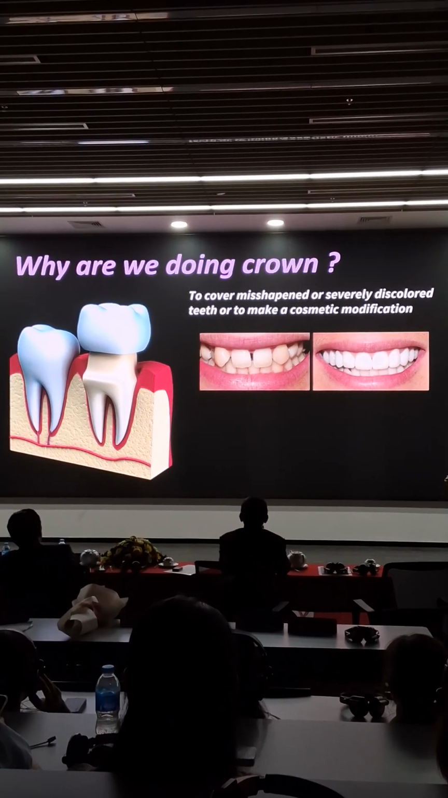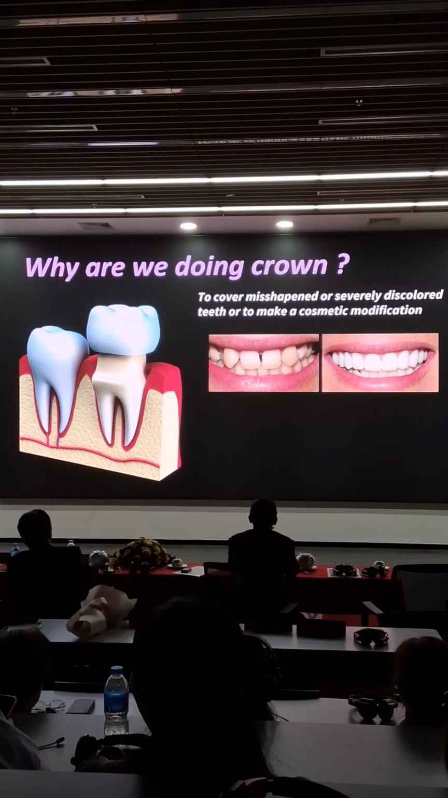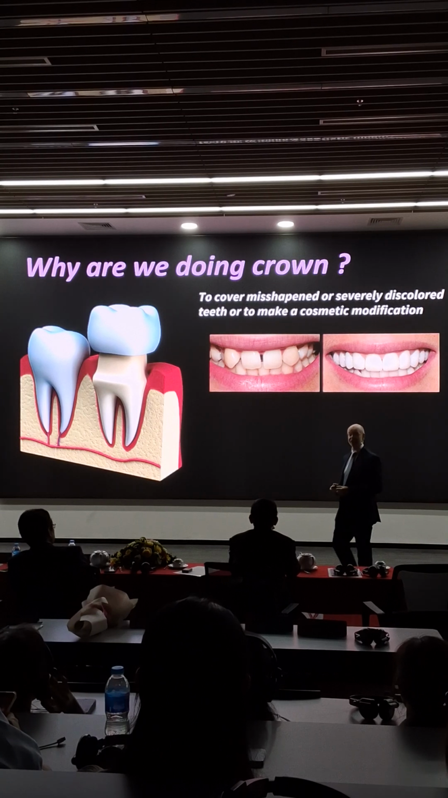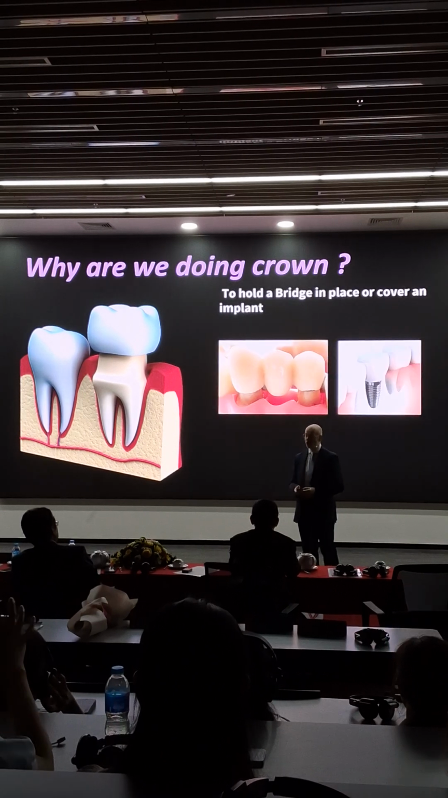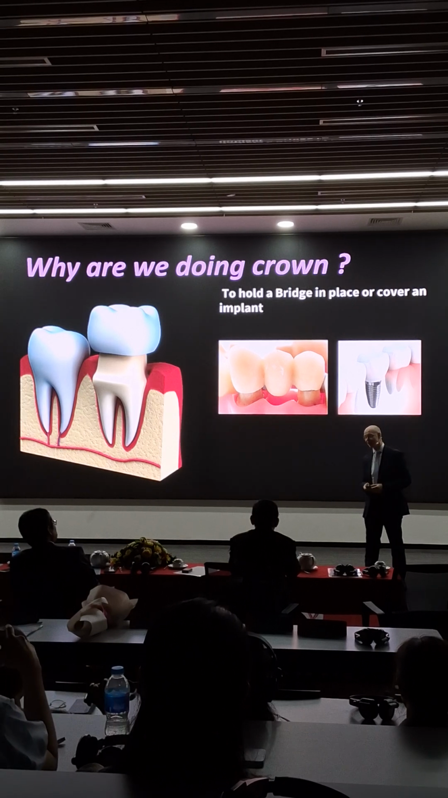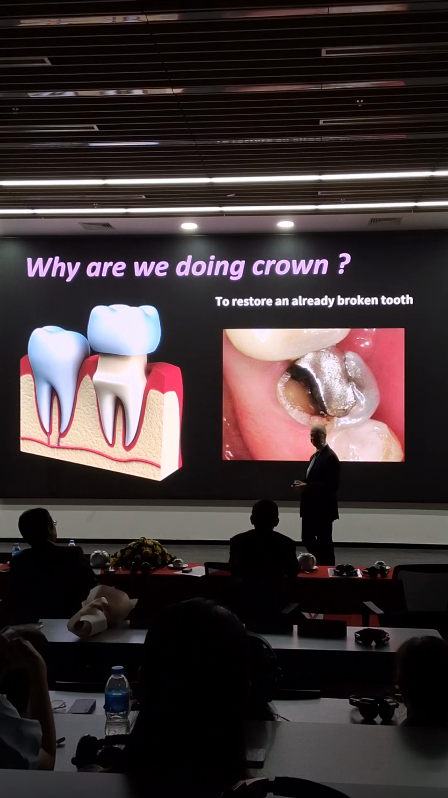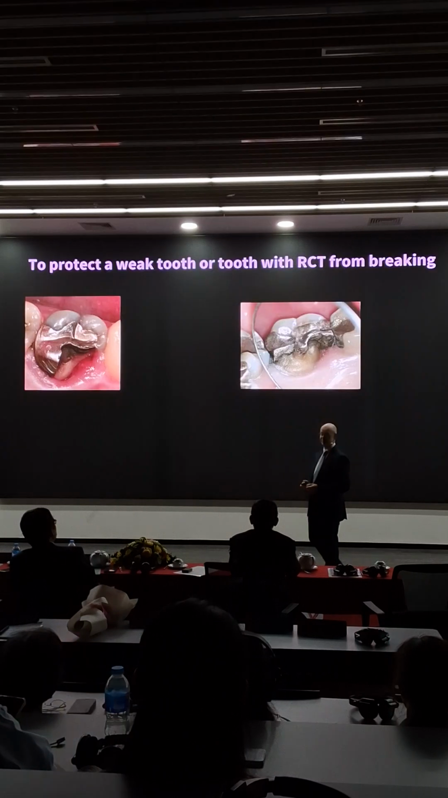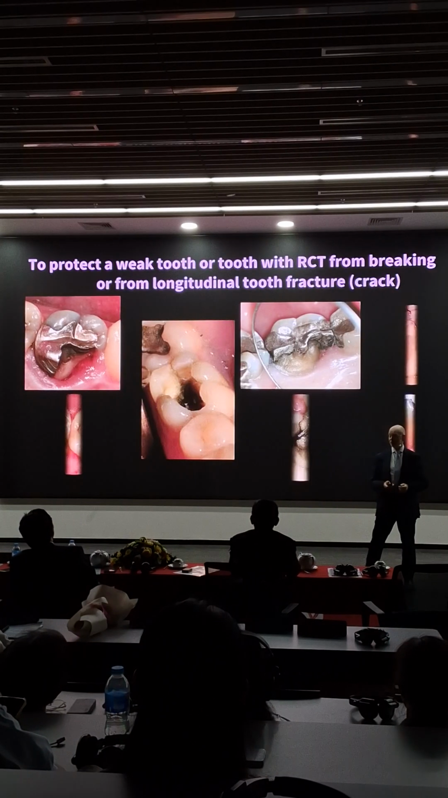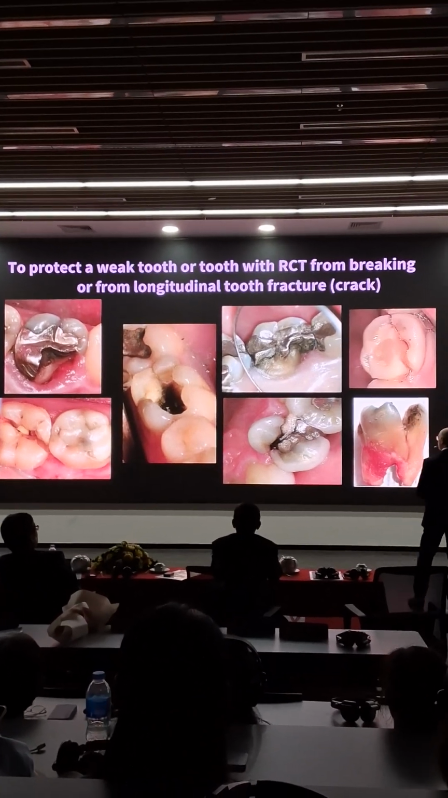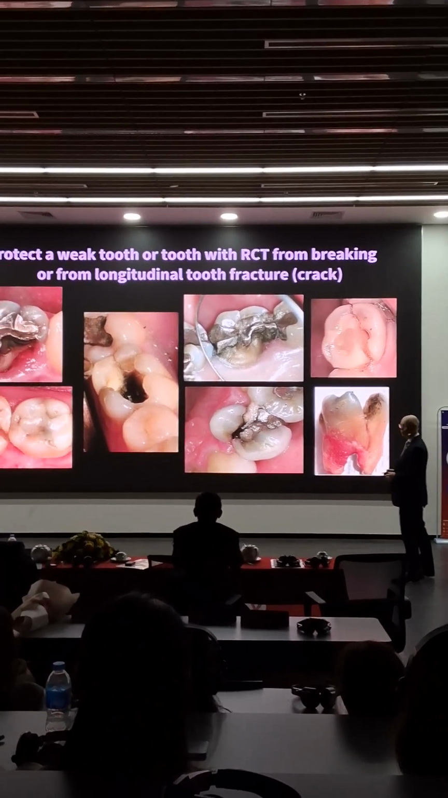So why are we doing crowns? We are doing crowns because we want to improve the cosmetics, to change the shape of the tooth. We are doing crowns because we want to do a bridge or a crown on an implant. We are doing crowns when we have a broken tooth. And also, very often, we are doing crowns after root canal treatment to prevent the breakage of the tooth.